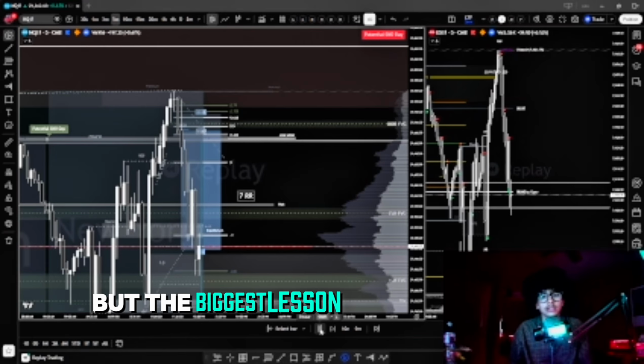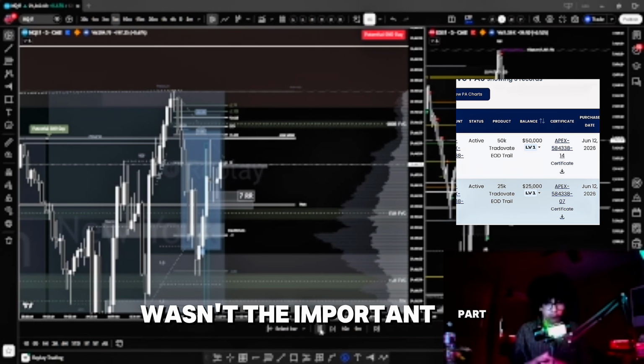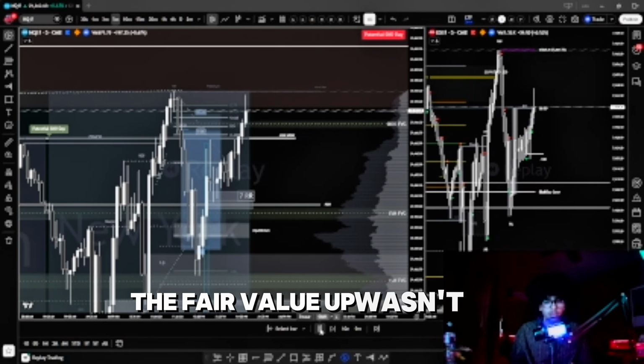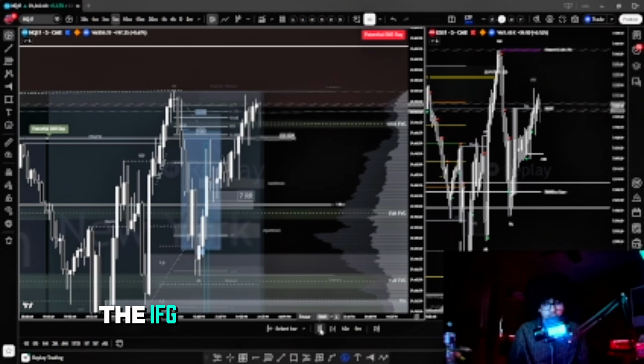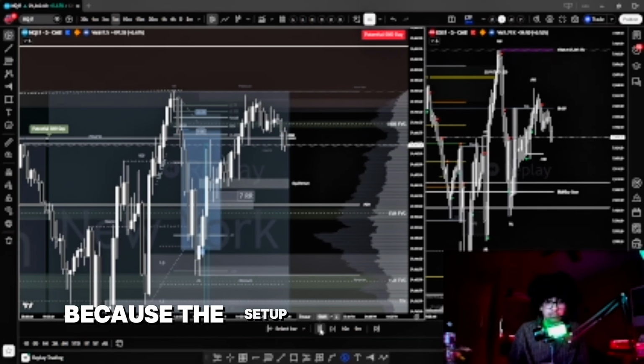But the biggest lesson from the entire trade wasn't the important part. The 1 minute wasn't the important part. The fair value gap wasn't the important part. The IFVG wasn't the important part. The important part was the narrative, because the setup actually showed up.